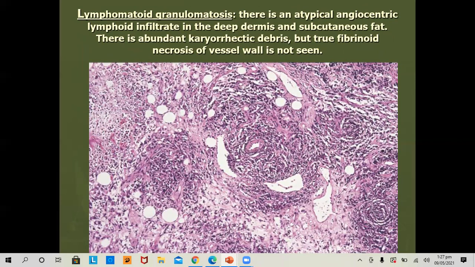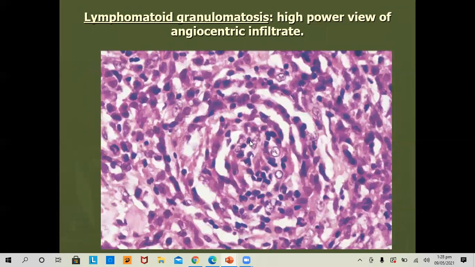So as I've explained before, this is mainly an angiocentric lymphoma in which the atypical lymphocytes are seen primarily surrounding the blood vessels and involving the deep dermis as well. There is abundant karyorectic debris, but fibrinoid necrosis of vessel wall is not seen. So it is not primarily a vasculitis, but just an infiltration of blood vessels with lymphocytes. You can see these lymphocytes lining the blood vessels.